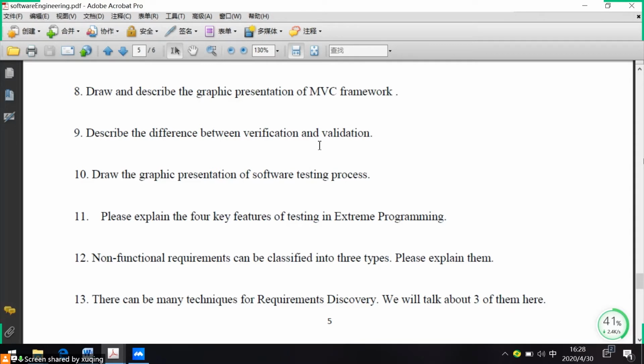This part is normally in the chapter of testing. Yeah, software testing. So it should be in the 8th chapter. You can find it easily as we have mentioned it several times already.